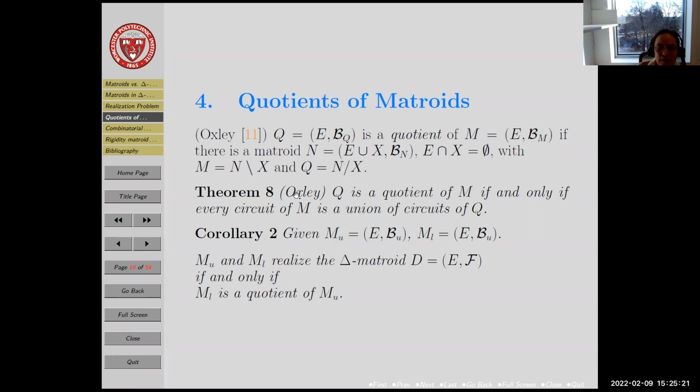And he says that this is sort of a nice consequence of this definition, that Q is a quotient of M if and only if every cycle in M is the union of cycles in Q. So then we can reformulate that given 2 matroids, an upper and a lower matroid, then these are upper and lower matroids of a delta matroid if and only if the lower matroid is a quotient of the upper matroid.